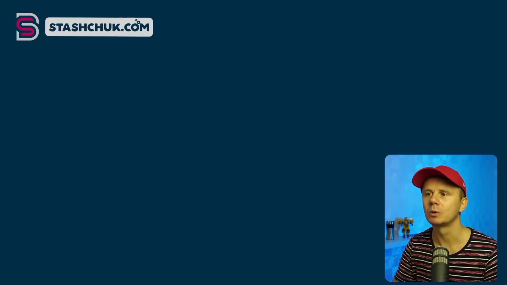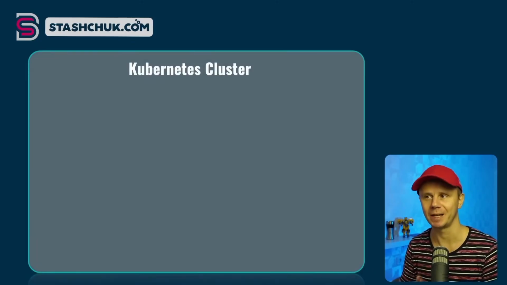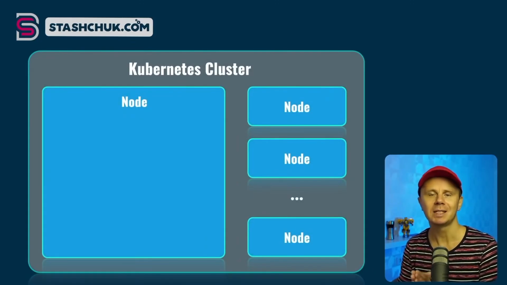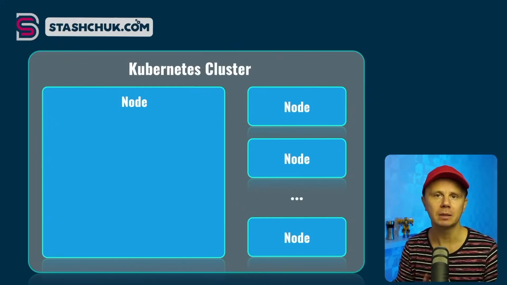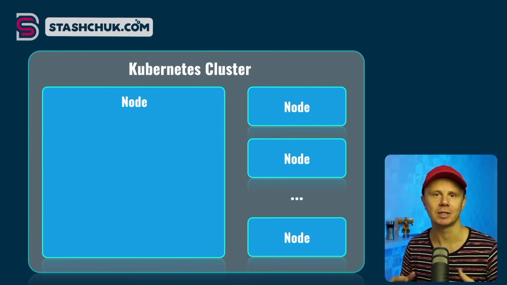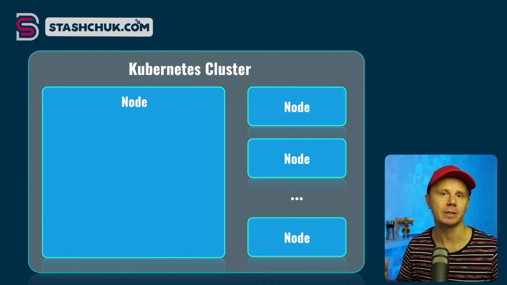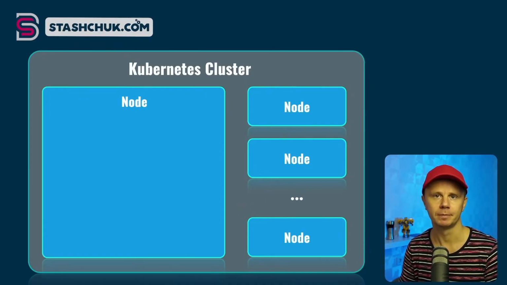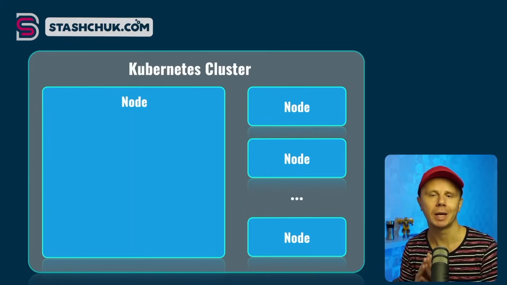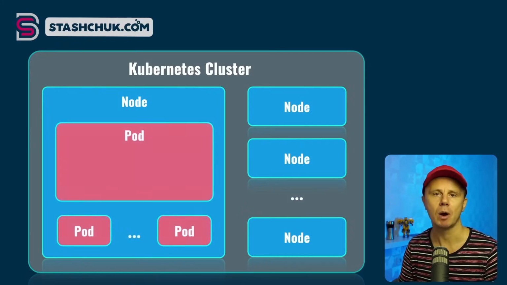So let's now have a look at the Kubernetes cluster. What is that? Kubernetes cluster consists of nodes. Node is actually a server, either a bare metal server or a virtual server. And you could include multiple such servers into the Kubernetes cluster, and they could be located in different data centers in different parts of the world. But usually nodes which belong to the same Kubernetes cluster are located close to each other in order to perform all jobs more efficiently. Inside of the node there are pods.